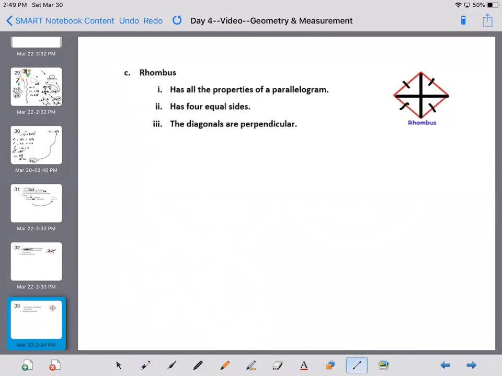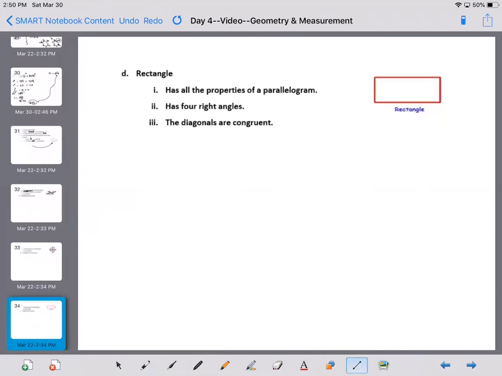A square also has the same idea when you're talking about a rhombus and a square. They all have the same parallel properties of the parallelogram, 4 equal sides, and the diagonals are perpendicular. A rectangle has the same properties of a parallelogram, 4 right angles, and the diagonals are congruent. So those diagonals would be the same length.